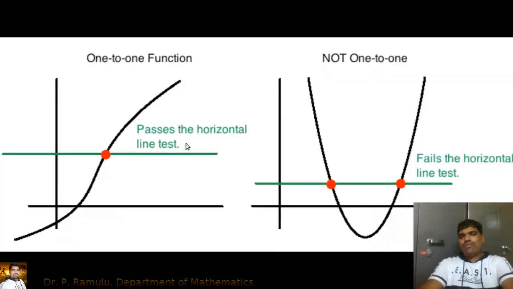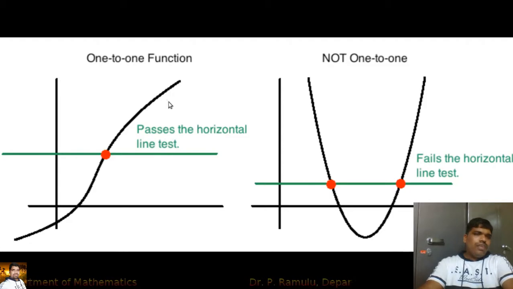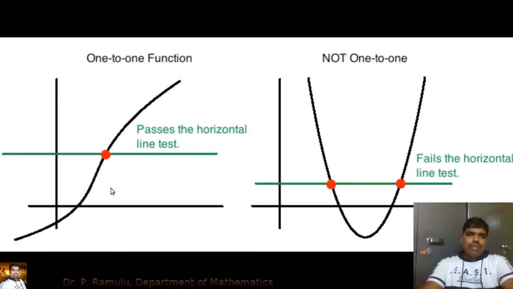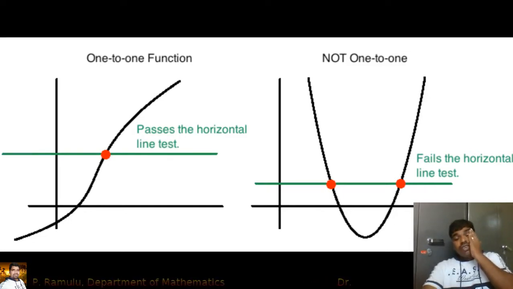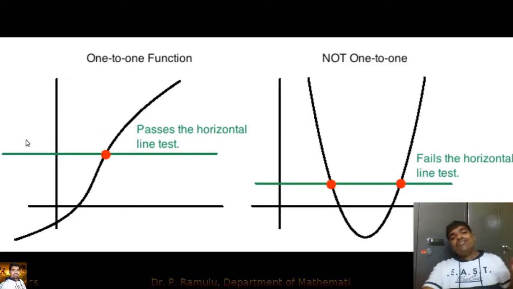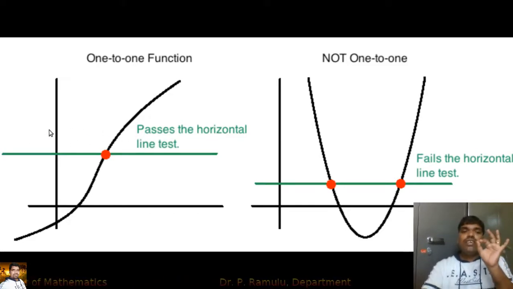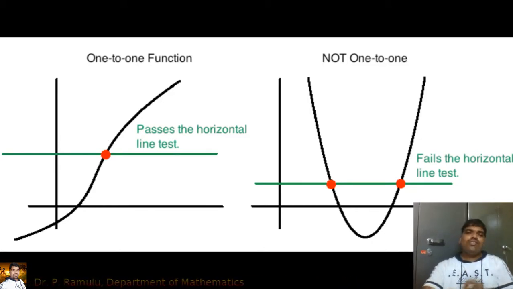By using graphs, how is it? Here, every element has a unique image only. If I take any two elements, distinct elements have distinct images in this graph. Simply, you can take any line parallel to the x-axis which cuts the given curve only once. Then we say that the graph is a one-one function.